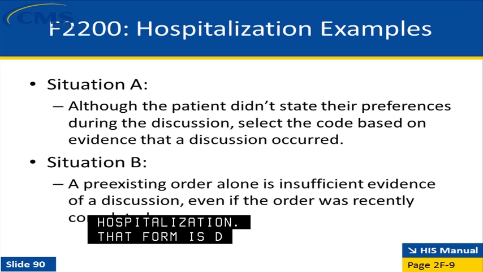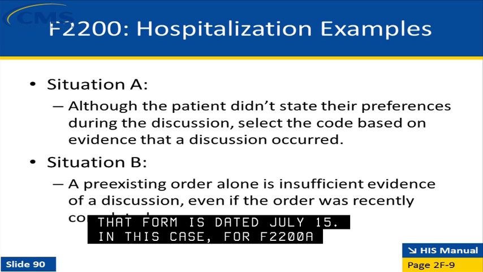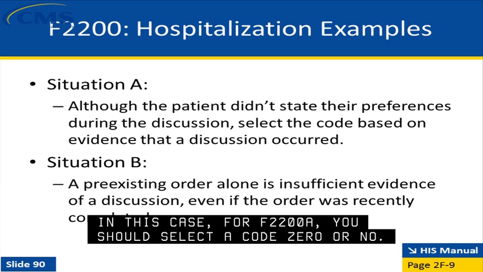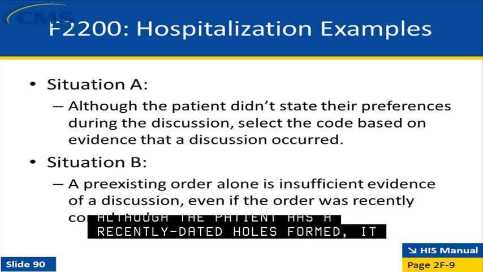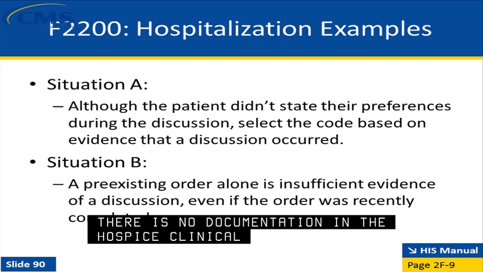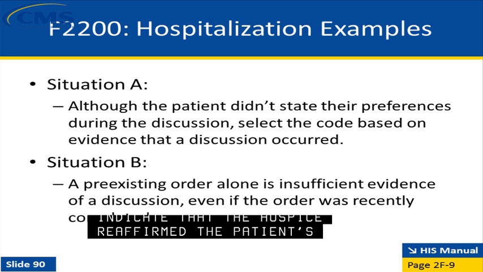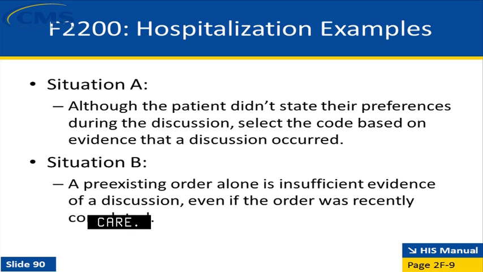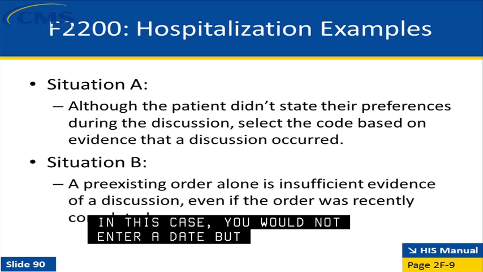In this case, for F2200A, you should select code 0 or no, because although the patient has a recently dated POLST form, it was signed in a prior care setting, and there is no documentation in the hospice clinical records that shows that the hospice reaffirmed the patient's preferences for comfort-oriented care and avoidance of hospitalization. In this case, you would not enter a date, but you would skip to the next item, F3000, which is spiritual or existential concerns.